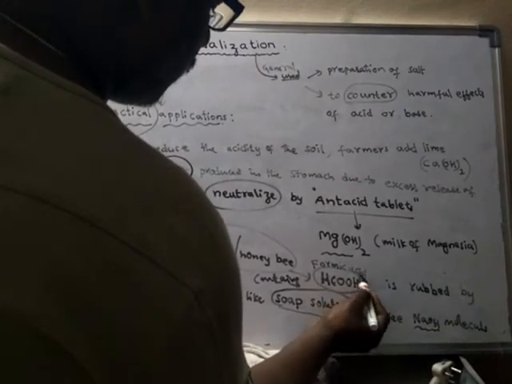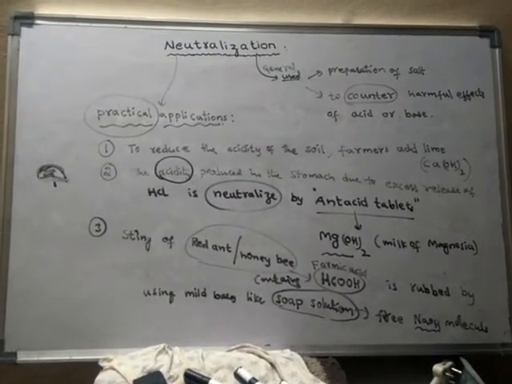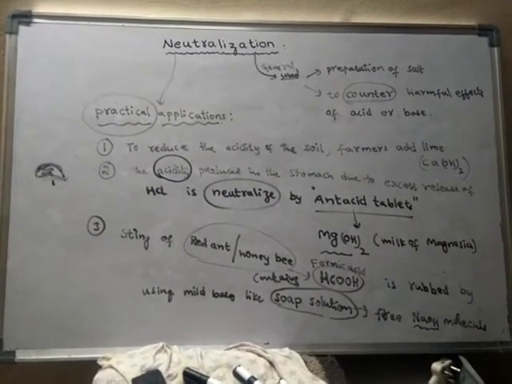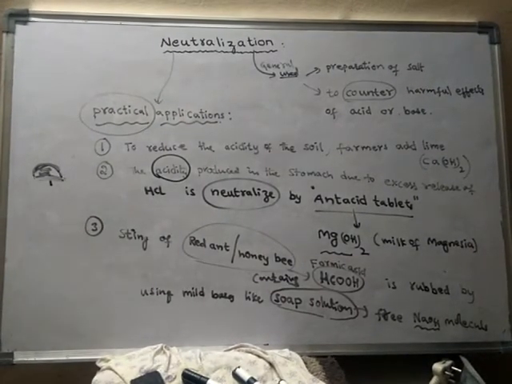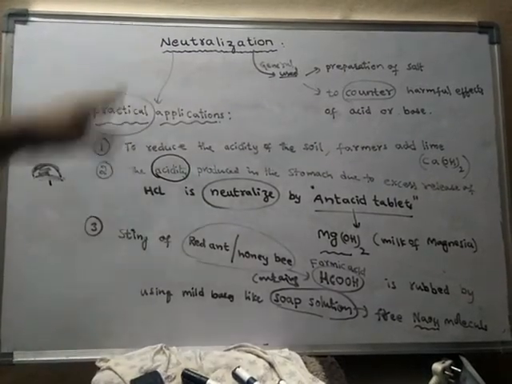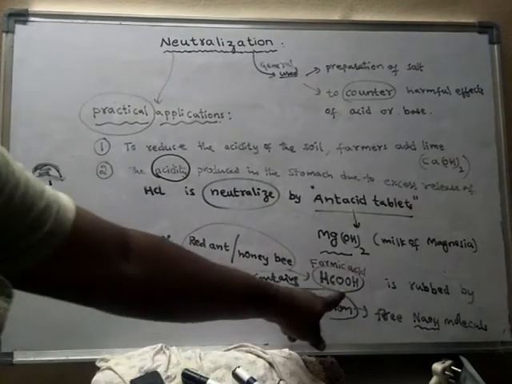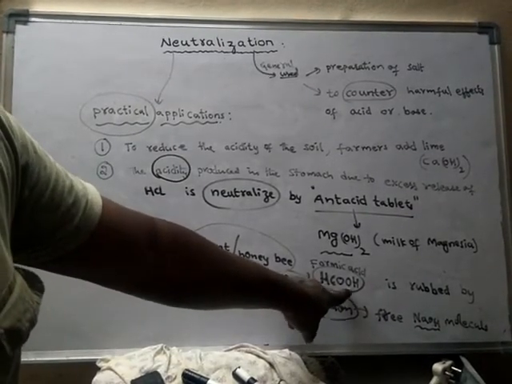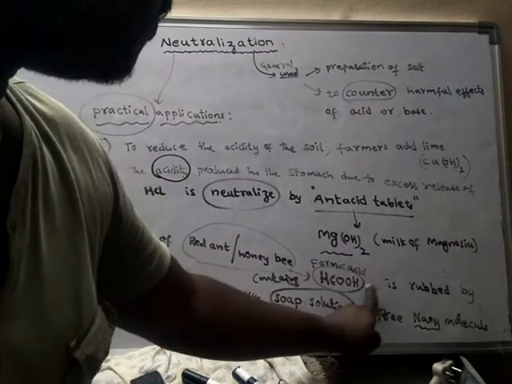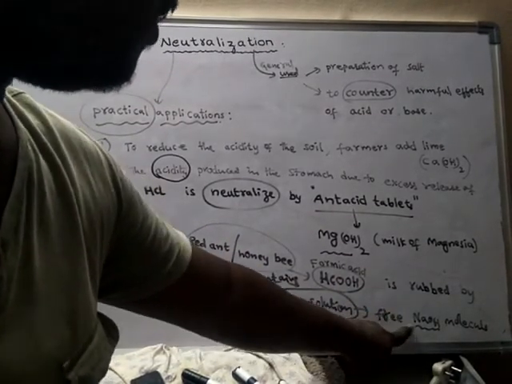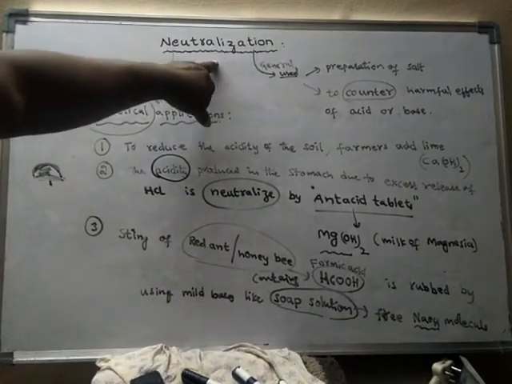Formic acid. What is the formula of formic acid? HCOOH. Formic acid. So this is another practical application where the neutralization reaction is used. Here also it is a neutralization reaction, because acid is injected into our skin. So in that area we have to use soap solution. Soap solution contains base. So the acid will neutralize the base, or else the base will neutralize the acid. So there also again the neutralization reaction is working.